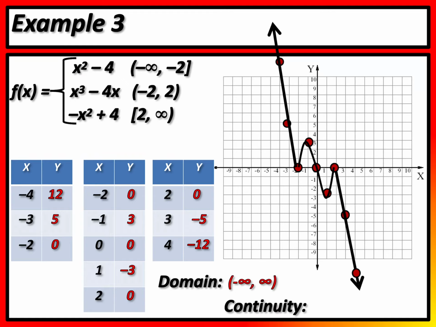And my continuity, we just said, I can now trace this entire function and I don't have to pick up my pencil on those open circles because they're being filled in by a closed circle from another piece of the function. So this is continuous. We really have to deal with these analyzing aspects on a case-by-case basis. Even though it is a piecewise graph, it may not always be a jump discontinuity. The first one we looked at was removable. This one happens to be continuous.